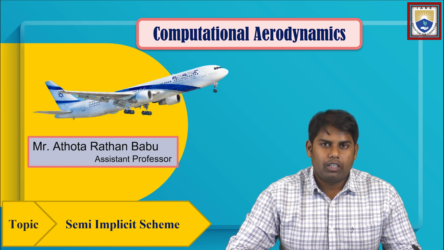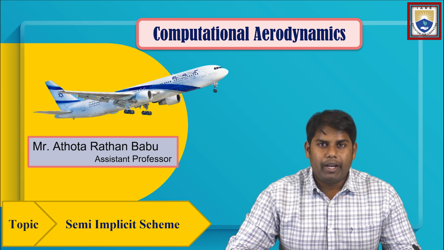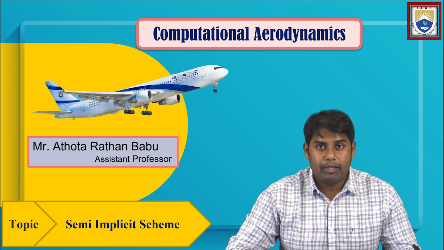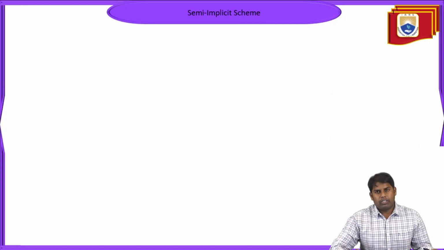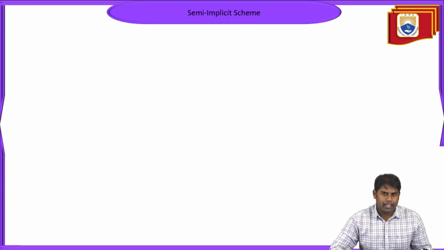So in the previous lecture, I discussed what is an implicit scheme and what is an explicit scheme. Let's recall once again what explicit and implicit are, and then we will see what a semi-implicit scheme is and how it maintains the stability of a numerical scheme. We will see in detail. So first, let's see what is the explicit scheme.